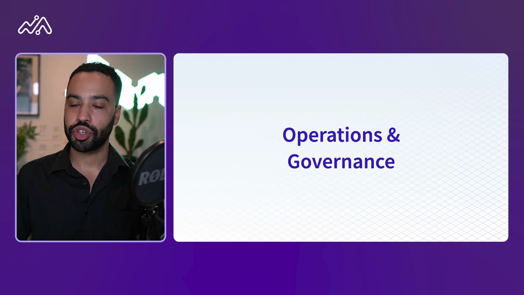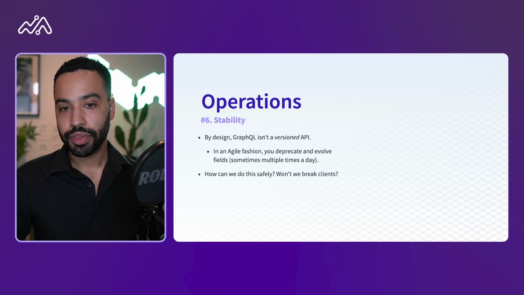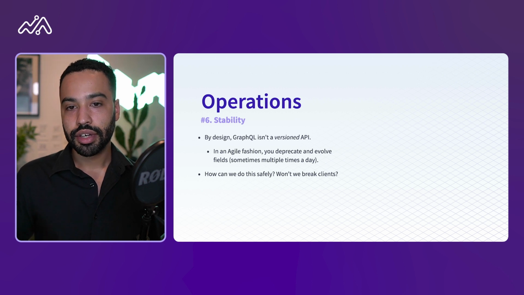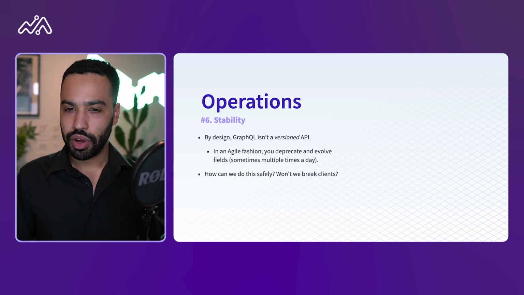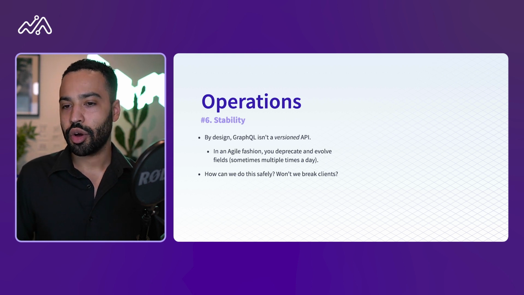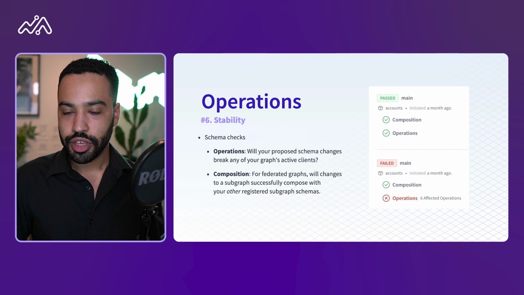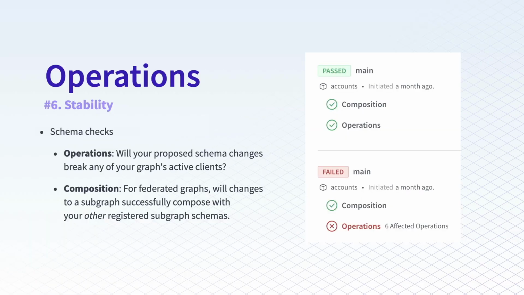Okay, so the last category of security we'll discuss is called operations and governance. This admittedly covers a large surface area of topics, so we'll discuss the 3 big ones. The first is stability. So again, by design, GraphQL is not a versioned API type like REST. And ideally, you'd like to make changes to your graph, deprecate fields, and evolve it over time. However, once you've got clients using your API, whether it's REST or GraphQL, we just can't go ahead and make changes without notice, can we? The question is, how can we do this safely? How can we prevent accidental breaking changes? In Apollo Studio, there exists a feature called schema checks.